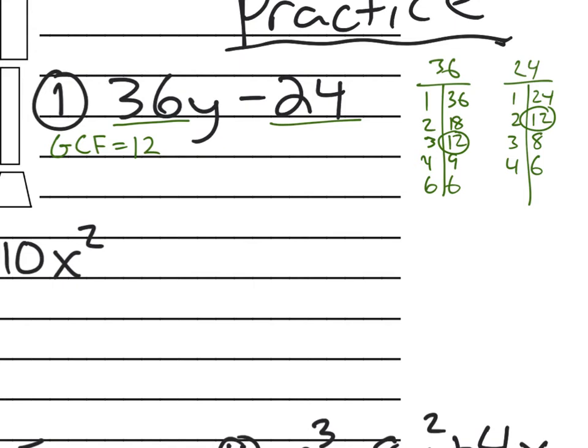What about my variables? There's no variable term here, so we can't have a variable in our GCF. They both have to have a variable. So GCF is only 12 in this case. So that's the first part of our answer. Now we rewrite it in factored form. That means 12, the GCF, times another part, another factor here. So divide each of those by 12. So 36 divided by 12 is 3y. 24 divided by 12, negative 2. That's the factored form answer right there.